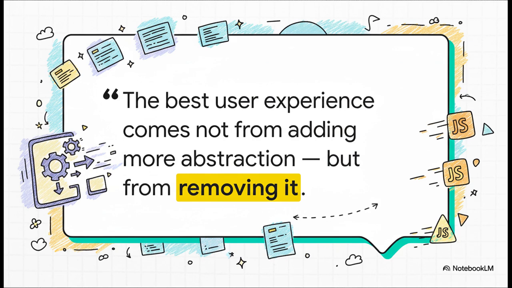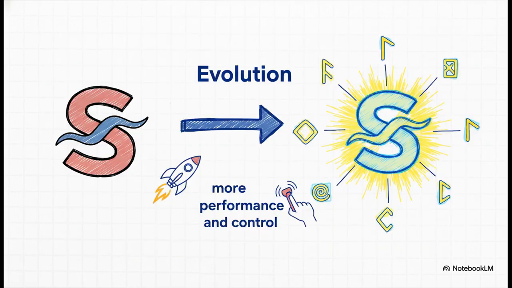This really gets to the heart of Svelte's philosophy, and this quote just says it perfectly. The best user experience comes not from adding more abstraction, but from removing it. It's all about getting closer to how the web actually works, not building more and more layers on top of it. And that philosophy of stripping things away just keeps evolving. The upcoming Svelte 5 introduces something called runes. It's a new system for reactivity that gives developers even more fine-grained control and performance, pushing Svelte even further away from being just another framework and closer to being a true language for building UIs.